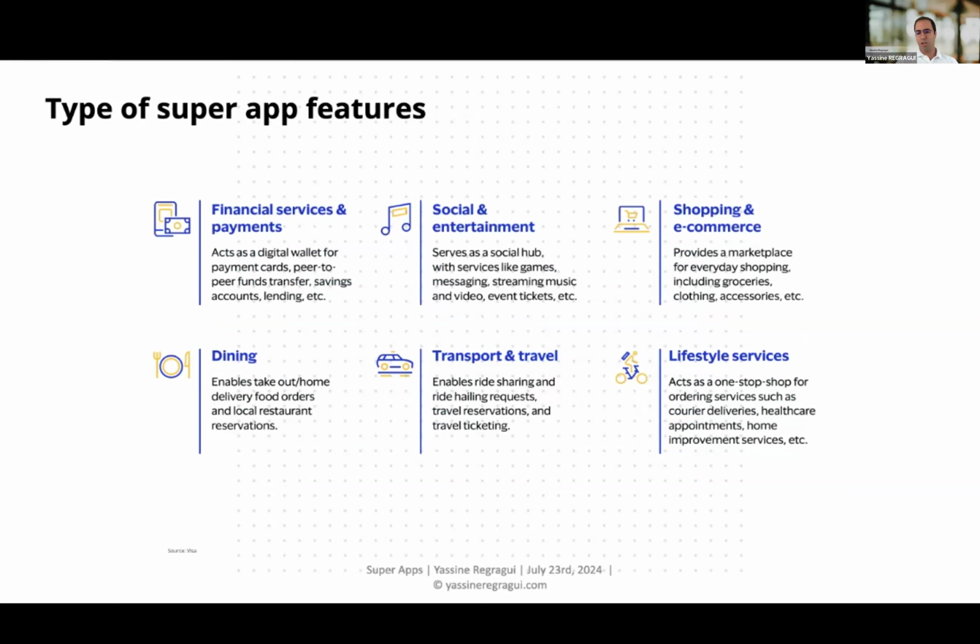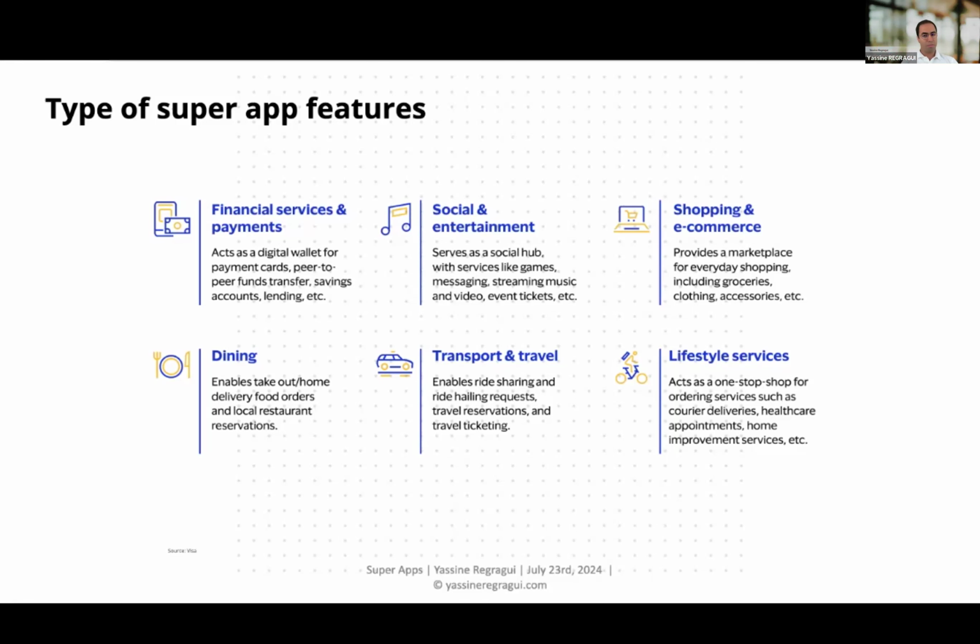Now, when talking about the features, Visa had a very simple and interesting classification of those services and features. It doesn't mean that in a super app, you must have these 6 services. It's, let's say, all type of categories. The first ones are financial services and payments. When you think of PayPal, for example, when you think of Alipay, they all have financial services. Then you have social and entertainment. WeChat started with social, and today they are a super app offering all type of services.